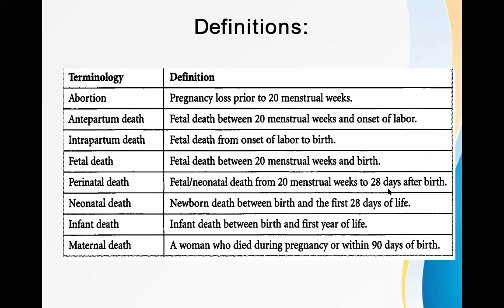Okay, so let me explain for you. Abortion, many students know it now. Pregnancy loss prior to 20 menstrual weeks, or it is also known as 20 gestational weeks. That is abortion. A better definition would be discontinuation of pregnancy before 20 gestational weeks is called abortion. It can be spontaneous, it can be induced.